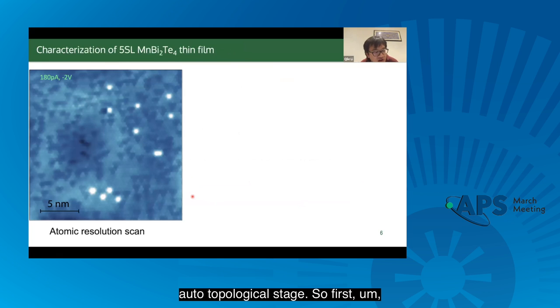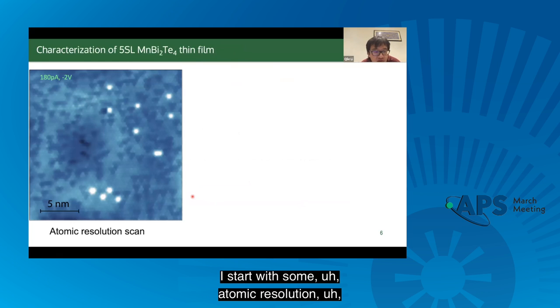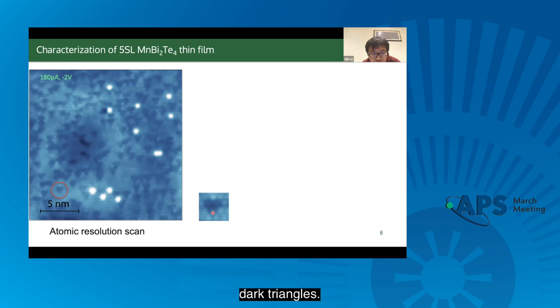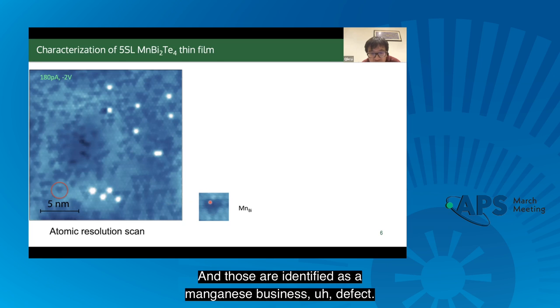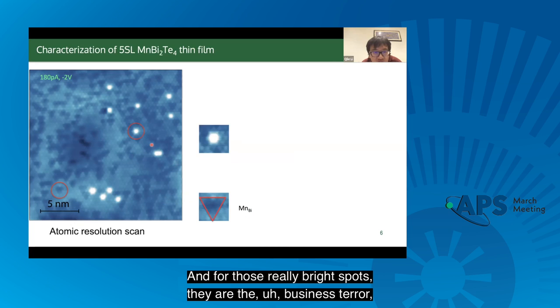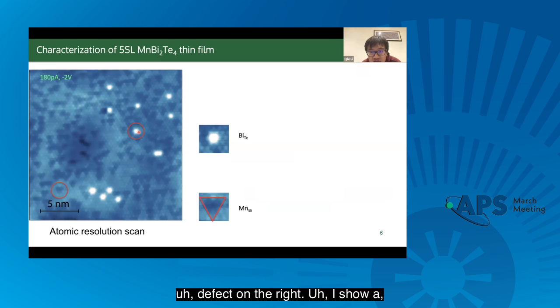First, I start with some atomic resolution topography scans on the surface. This is taken on a terrace. From this overview, you can see there are many defects. One of the defects is these dark triangles, and those are identified as manganese bismuth defects. The really bright spots are the bismuth telluride defects.